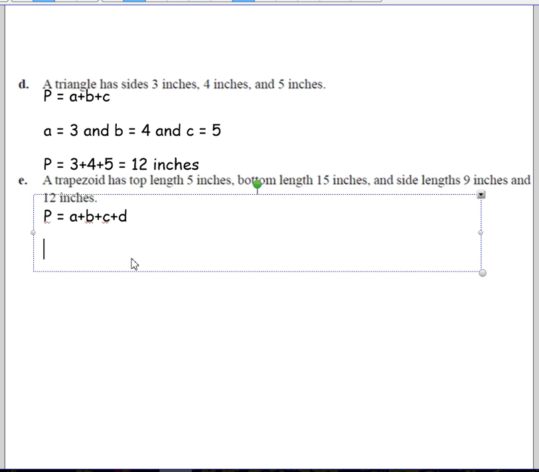It says it has a top length of 5 inches. If we look at that picture, they label D as the top. So we're going to say that our D value equals 5. And then it says the bottom length is 15 inches. According to our diagram, the bottom was labeled B.